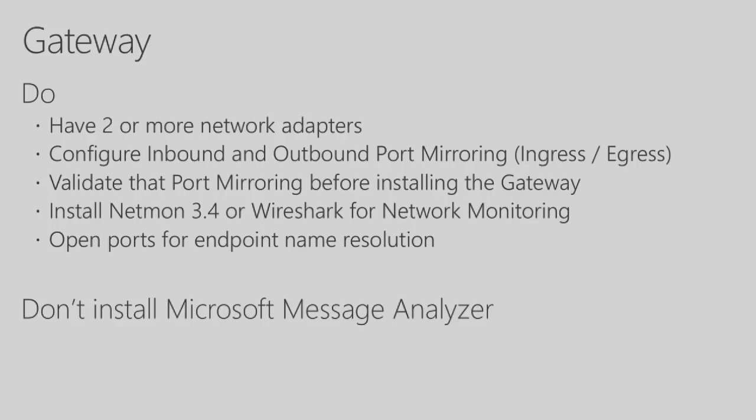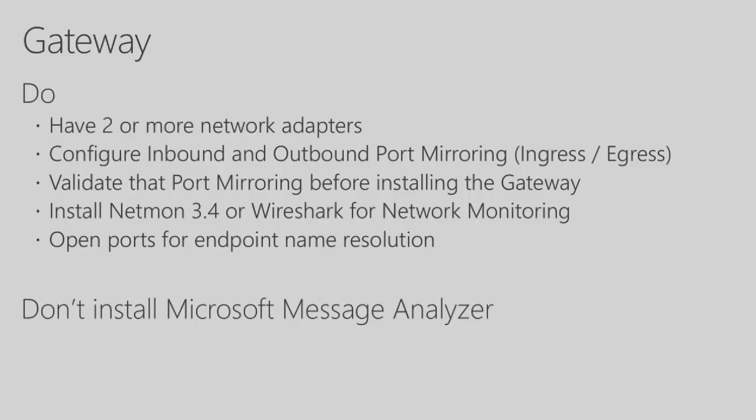One thing that is different is that in the gateway case, we need to use port mirroring. So in that case, we'll need to make sure that we have at least 2 network adapters on the machine. One will be dedicated for the port mirroring. We call that the capture network adapter. And you have to configure port mirroring both for inbound and outbound traffic, to and from the domain controller.